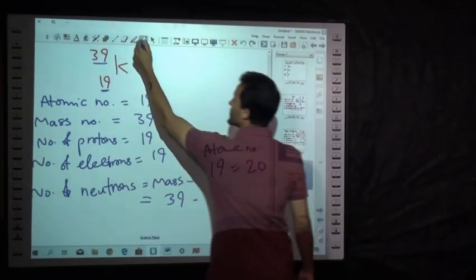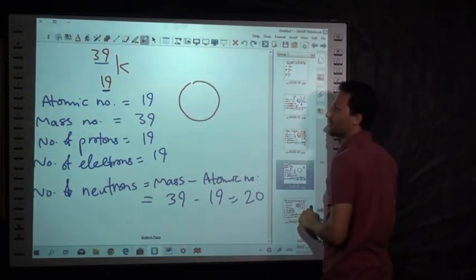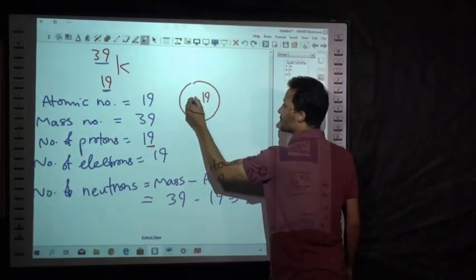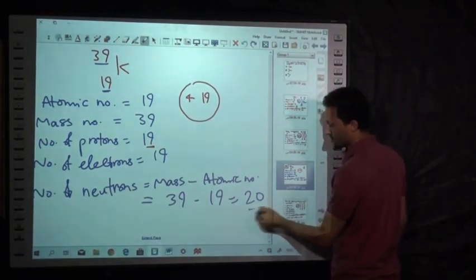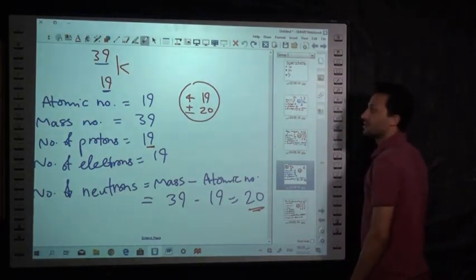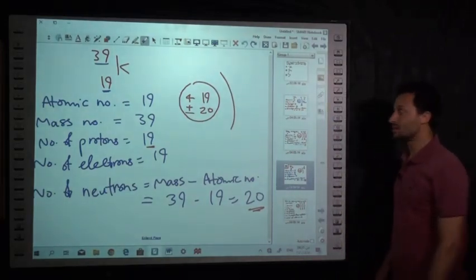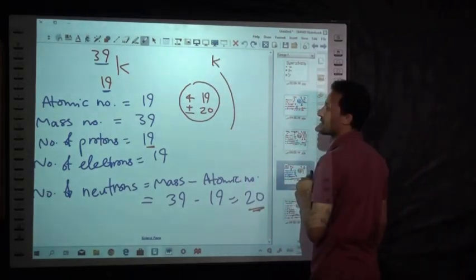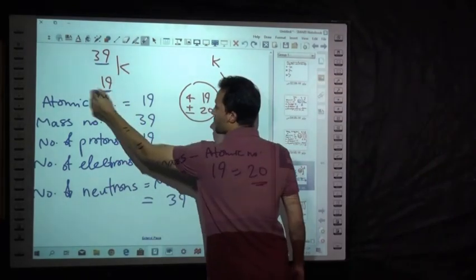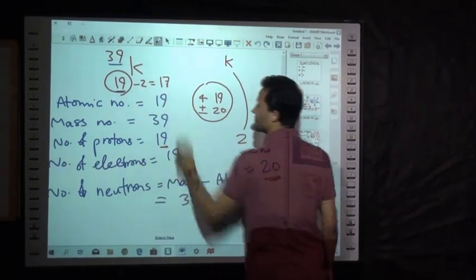Now let's draw the nucleus, and the nucleus contains protons. We have 19 positive protons and 20 neutral neutrons. Now let's draw the energy levels. The first energy level is the K level and contains 2 electrons. The total number of electrons is 19. So 19 minus 2 equals 17.